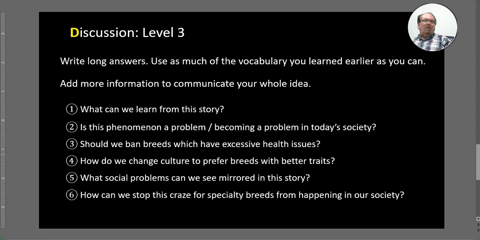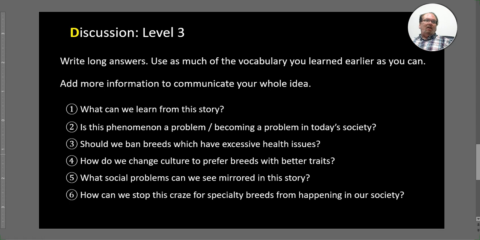Should we ban breeds which have excessive health issues? Some places ban pit bulls because they're too dangerous. Not because they're dangerous. Pit bulls are very, very nice. But they're bred to be dangerous. And so, because they're bred to be dangerous, some places ban them. There are many other breeds that are just as dangerous. But pit bulls are fighting dogs. That's what they're bred to do. Should we ban breeds which have excessive health issues? Health issues like the Frenchie with excessive breathing issues. Lots of breeds have excessive issues.